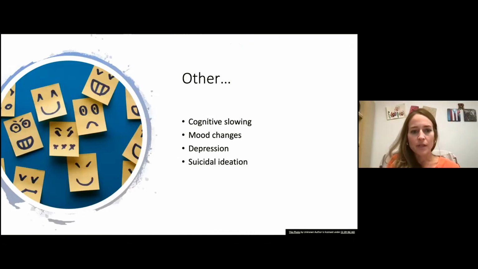And so other things that are, like I said before, a little bit hard to tease out sometimes: some of our medications cause cognitive slowing. Some of our medications do, not all of them. And again, it doesn't happen to everyone. So some examples of cognitive slowing you can see with medications like topiramate and zonisamide.